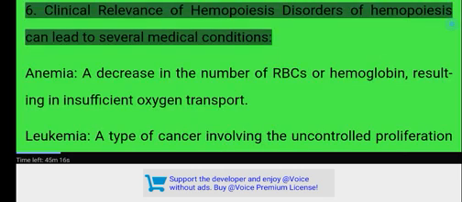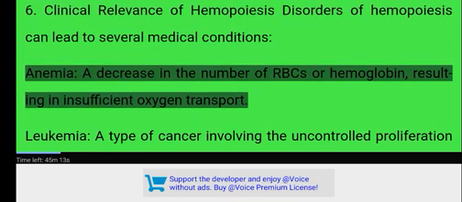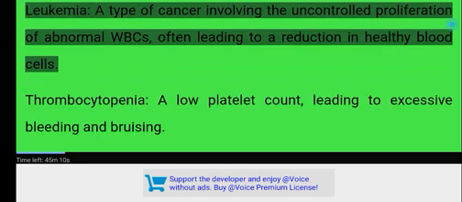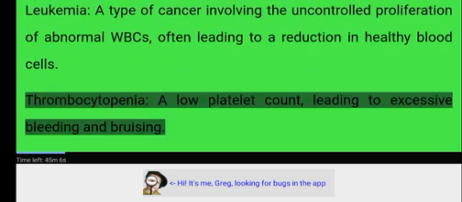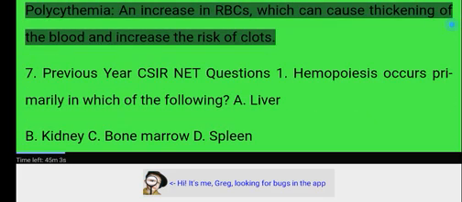6. Clinical relevance of hematopoiesis disorders. Hematopoiesis disorders can lead to several medical conditions. Anemia, a decrease in the number of RBCs or hemoglobin, resulting in insufficient oxygen transport. Leukemia, a type of cancer involving the uncontrolled proliferation of abnormal WBCs, often leading to a reduction in healthy blood cells. Thrombocytopenia, a low platelet count, leading to excessive bleeding and bruising. Polycythemia, an increase in RBCs, which can cause thickening of the blood and increase the risk of clots.